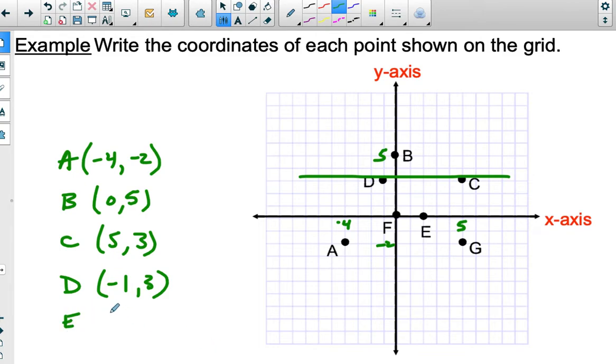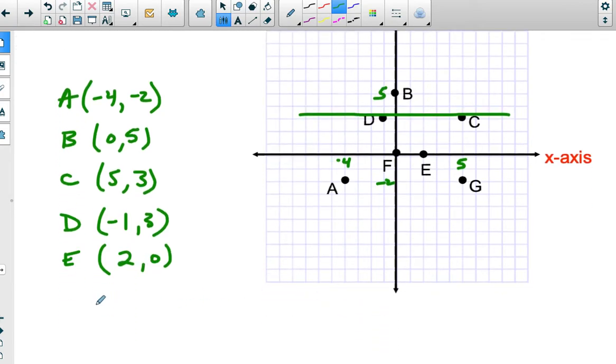E would be if we go 2 on the x-axis and we don't go up or down, so it's just 0 on the y-axis. And F is one of our special points. It's located at 0, 0, the origin. So you should kind of memorize that the origin here is 0, 0.